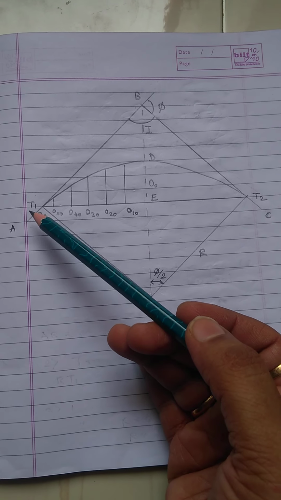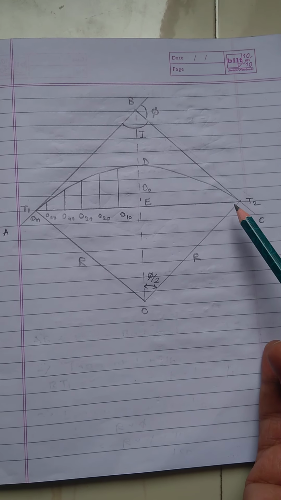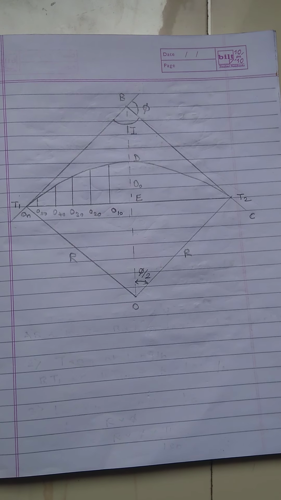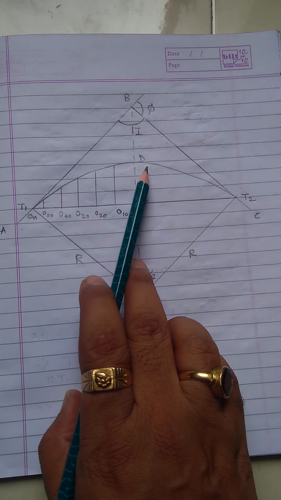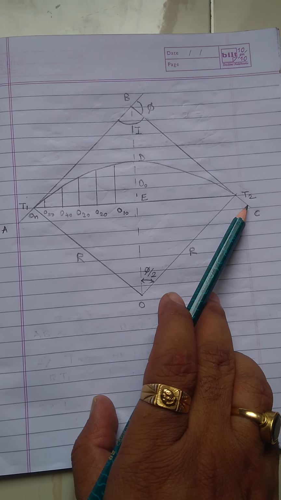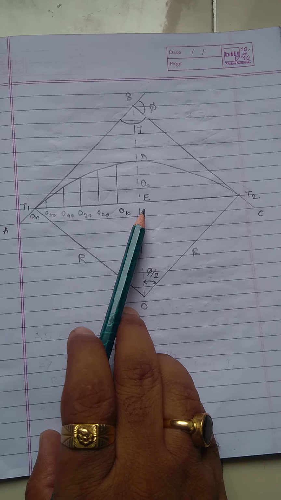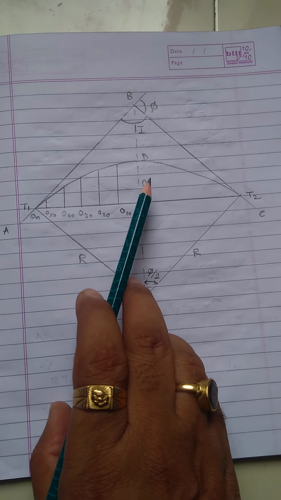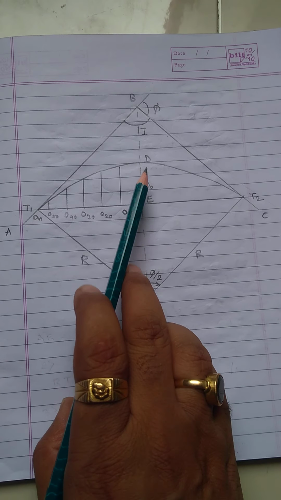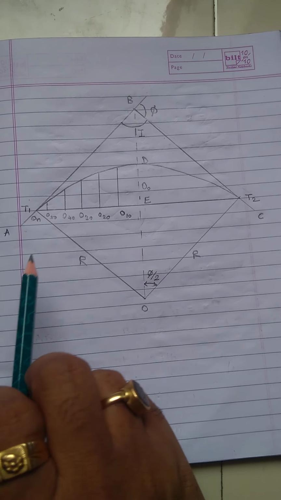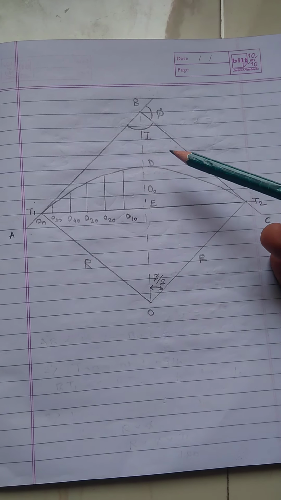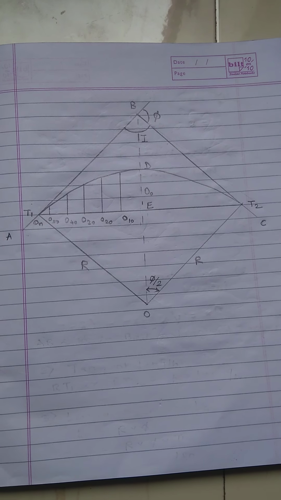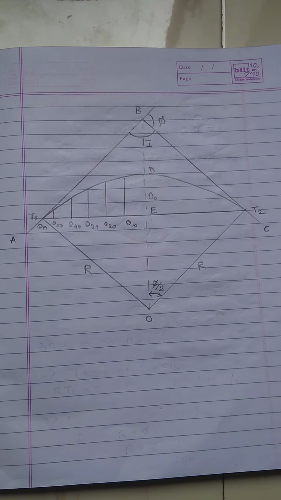Now length T1 E T2 is the long chord. T1 D T2 is known as the length of the curve. Distance ED is known as mid ordinate and denoted by O0. It is mid ordinate, or it is also known as versed sine of the curve. Then distance DB is known as apex distance.